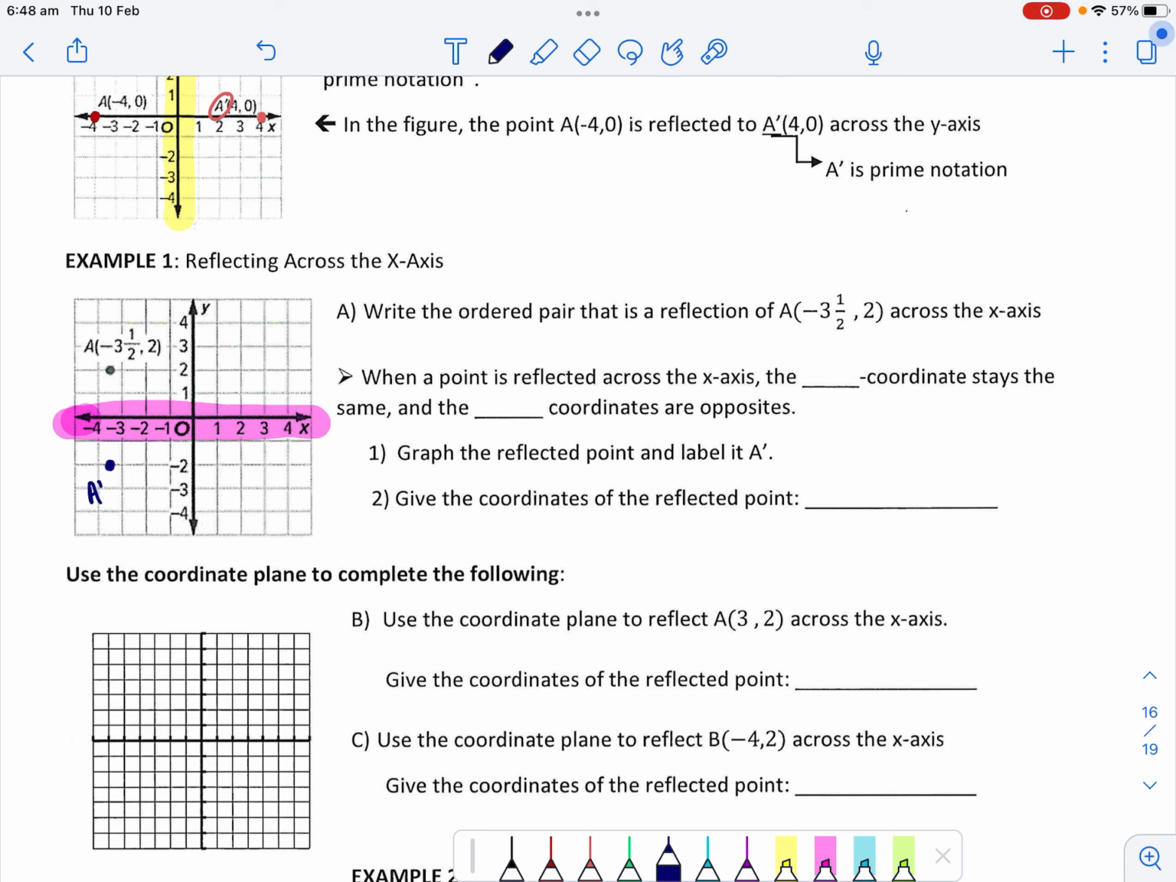Now the coordinates of this A prime are -3.5. So my x values stay the same. So it says when a point is reflected across the x-axis, the x coordinate stays the same. And then my y coordinate actually changes. So it went from +2 down to -2. So the y coordinates are opposites. So A prime is -3.5, -2.